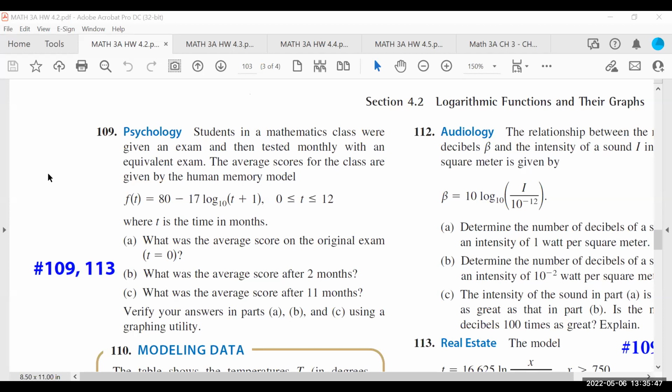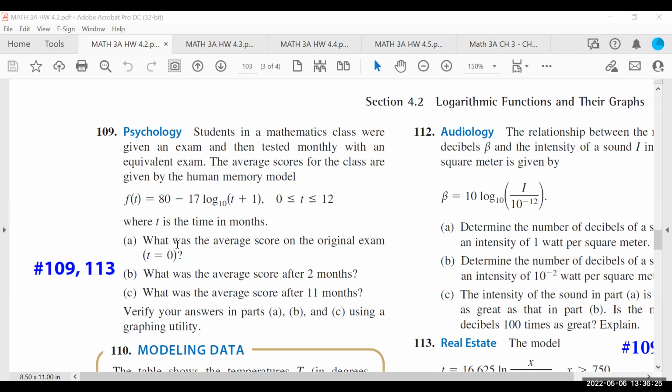Psychology. Students in a math class were given an exam and then tested monthly with an equivalent exam. The average scores for the class are given by the human memory model. Okay, that's a psychology term. The human memory model, based on time, is 80 minus 17 log base 10 of t plus 1 for the interval from 0 to 12. Basically, t is between 0 and 12, where t is in months. So for a year, 0 months to 12 months, that's a year.